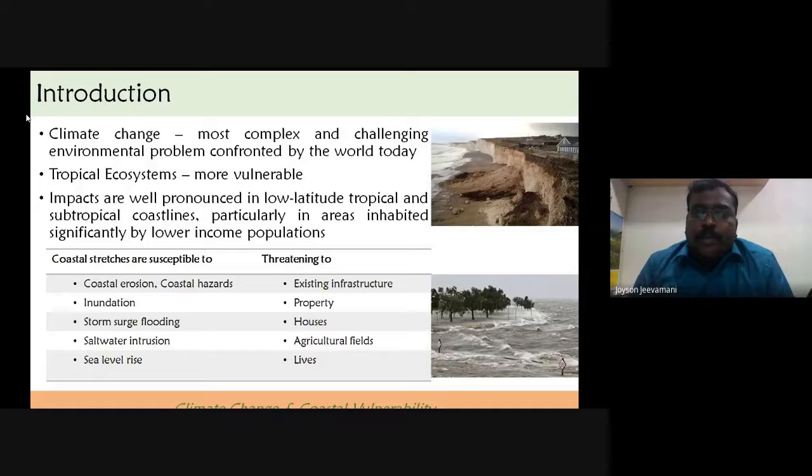Especially talking about the coastal stretches, our coastal stretches are susceptible to many threats: coastal erosion, coastal hazards, seawater inundation, storm surge flooding, saltwater intrusion, and especially sea level rise, which is predicted to increase in the future. All these impacts have threatened our coastal infrastructures, properties, houses, agricultural lands, fields, and also many lives.